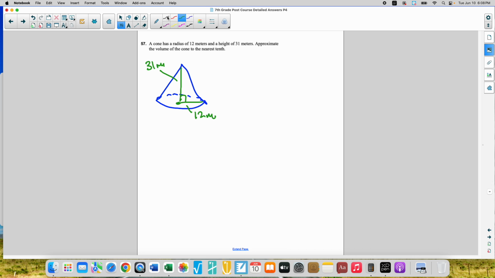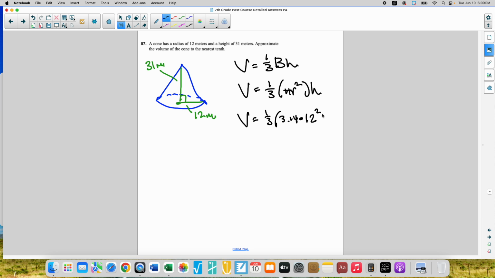So we again go back to volume equals, but this time it's a single base. Cones and pyramids are 1/3 big B times h. My base shape is a circle, so we have pi r squared times h. Now we're going to start filling in information. I don't know what the volume is, so we keep that. I know 1/3, I know pi is 3.14, and my radius is 12, squared, times the height, which is 31.